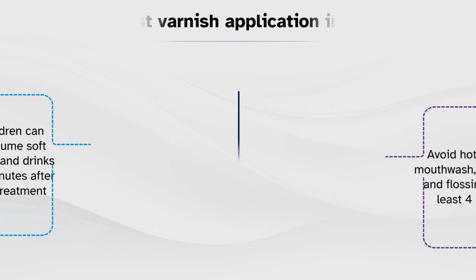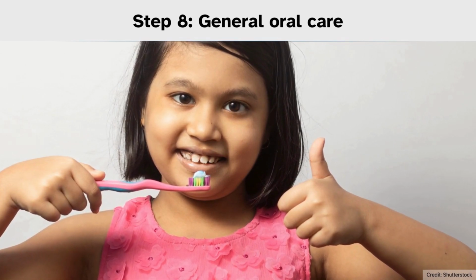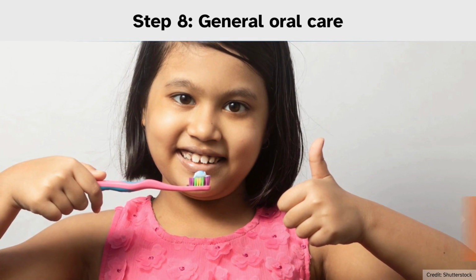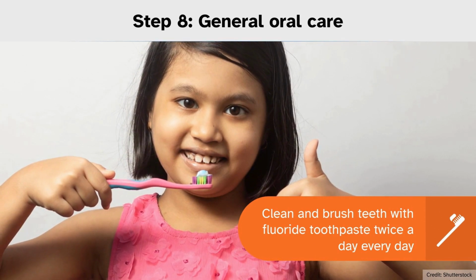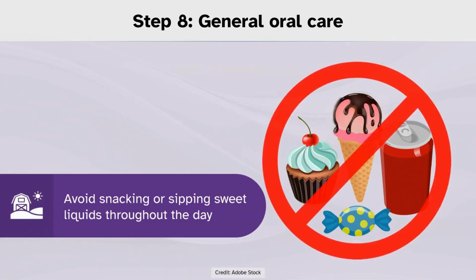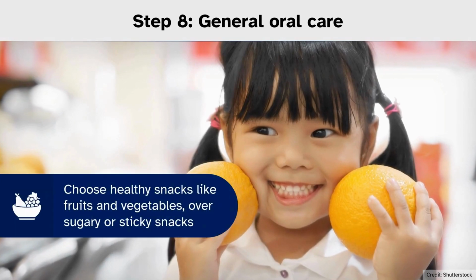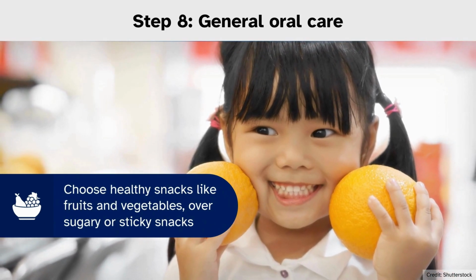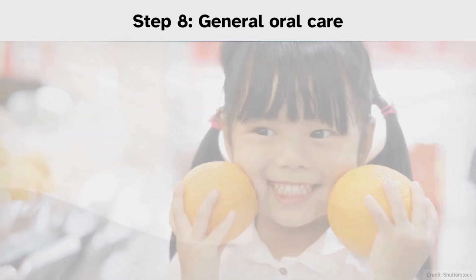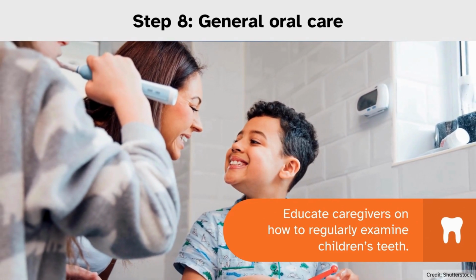The oral health professional should also take this opportunity to counsel the caregiver on general care of the teeth of the children. The children should be encouraged to clean and brush teeth with fluoride toothpaste twice a day, every day. They should be educated to avoid snacking or sipping sweet liquids throughout the day. Also, teach the children the importance of choosing healthy snacks like fruits and vegetables over sugary or sticky snacks. Caregivers should additionally be educated on how they can regularly examine children's teeth.